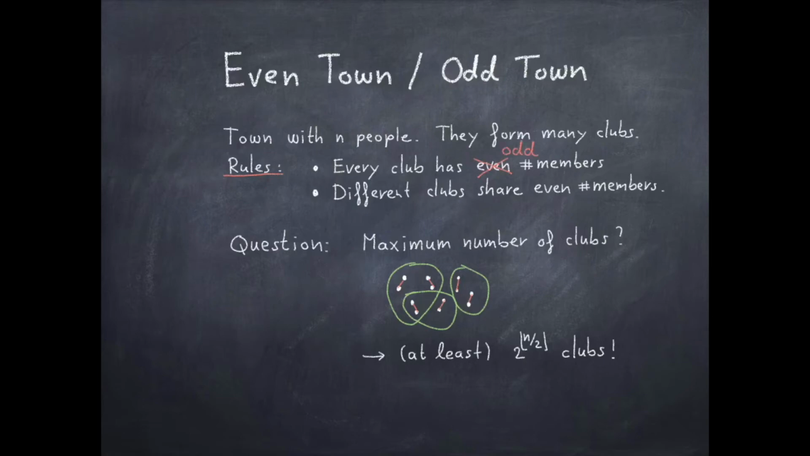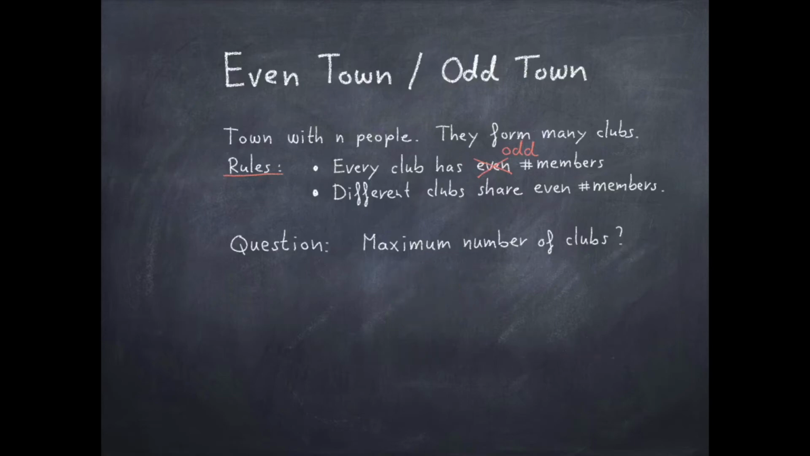Since all clubs in Eventown have to be officially registered, the mayor of Eventown is not really happy with this situation. The rule that every club must have an even number of members is changed so that now every club must have an odd number of members. From now on, the town will be called Oddtown. Again, we can ask, what is the maximum number of clubs that the people from Oddtown can form?